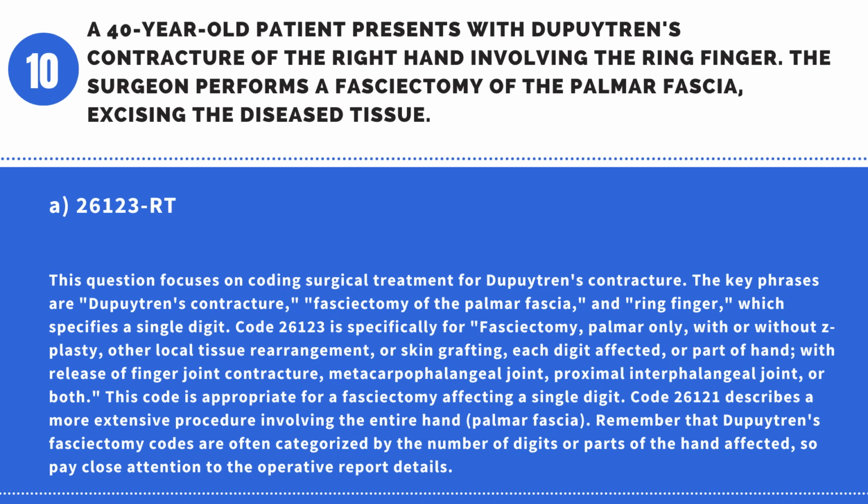Code 26121 describes a more extensive procedure involving the entire hand, palmar fascia. Remember that Dupuytren's fasciectomy codes are often categorized by the number of digits or parts of the hand affected, so pay close attention to the operative report details.